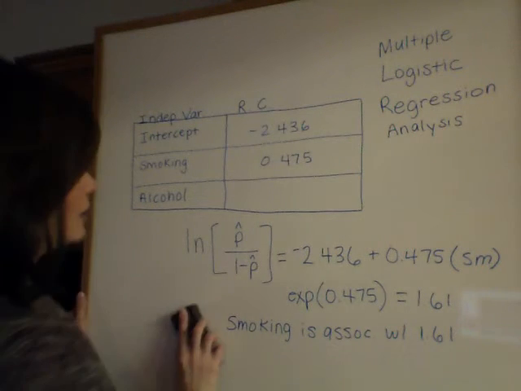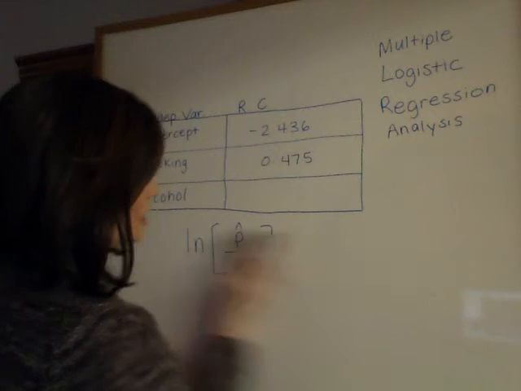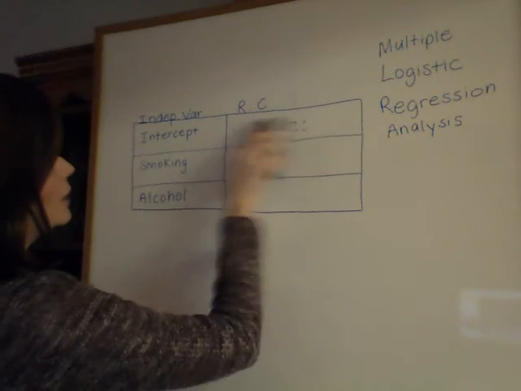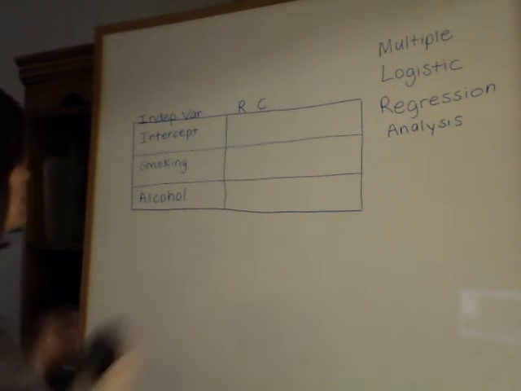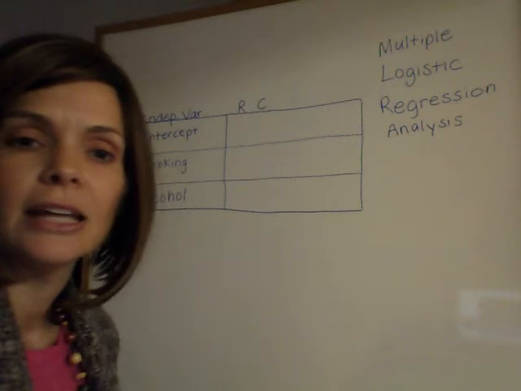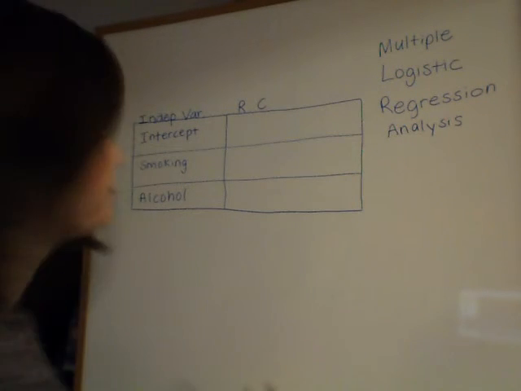Now, let's talk about an adjusted odds ratio. This would take into account a confounder that maybe would affect our outcome and our variable. So let's say that we know alcohol affects lung cancer and affects smoking.